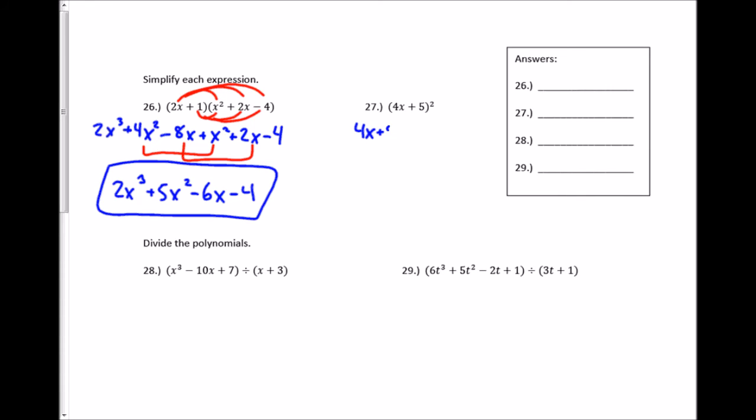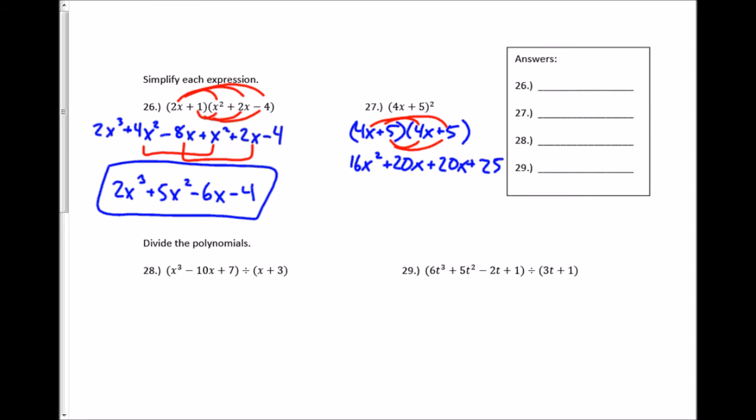For this one, it asks me to square this thing, and if I want to square this thing, 4x plus 5 squared means I have 4x plus 5 times 4x plus 5. I have to write it out this way because I have to distribute. Don't just square each piece. When I distribute the 4x, that gives me a 16x squared plus 20x. When I distribute the 5, that gives me a 20x plus 25.